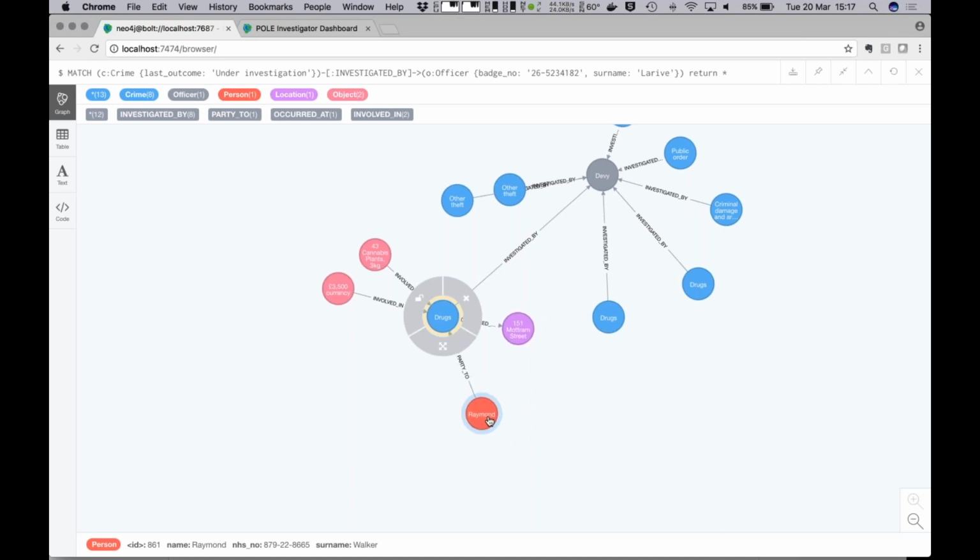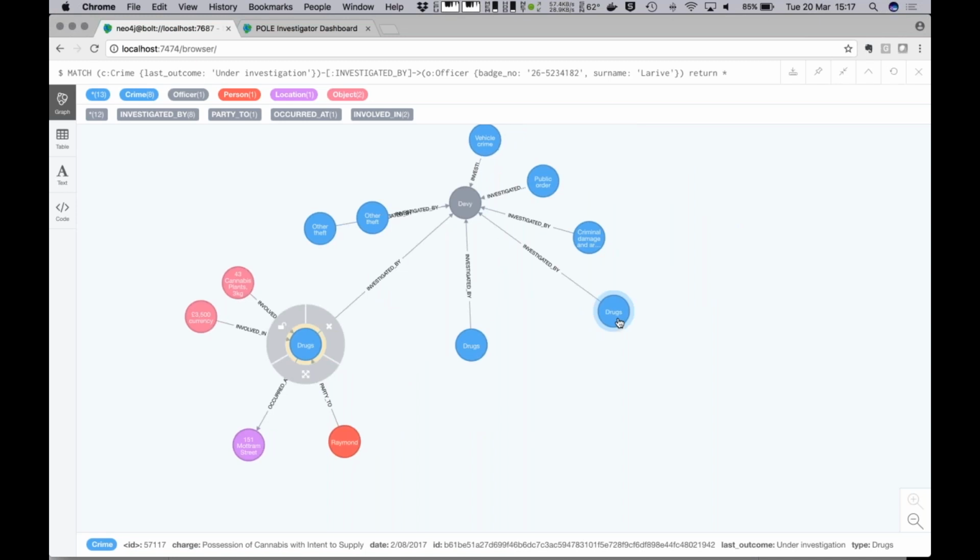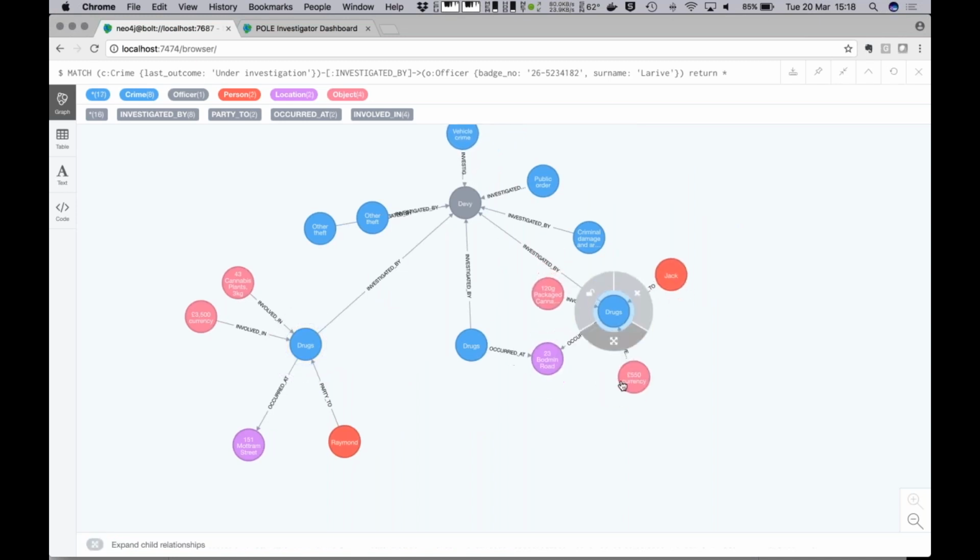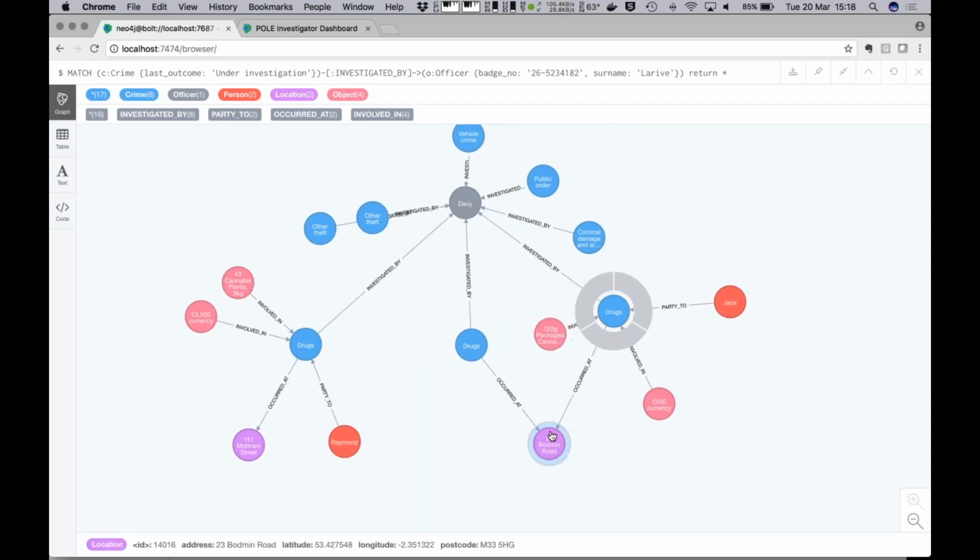The person who's associated with this crime, who's party to it, is Raymond Walker. And we can see the crime occurred at 151 Mottram Street. Then we can take a look at some of the other drugs investigations for Officer Lee Reeve. Both of these drugs offenses happened at the same address, 23 Bodmin Road.